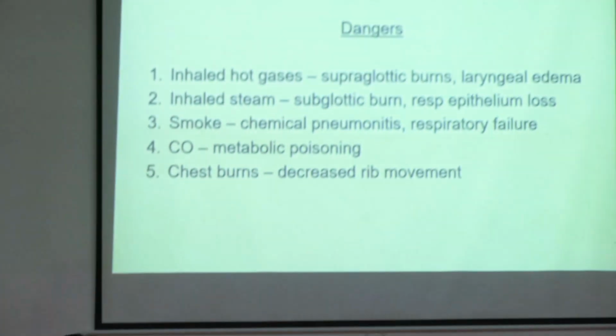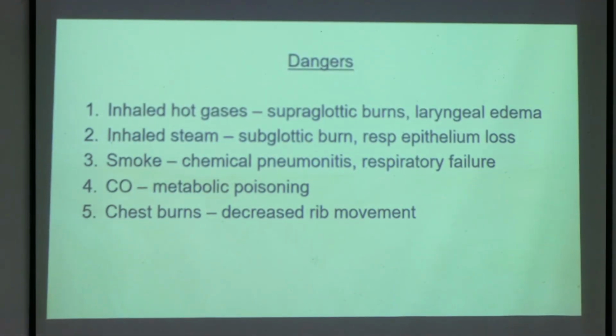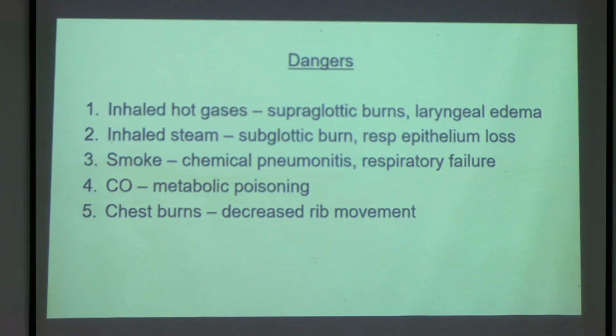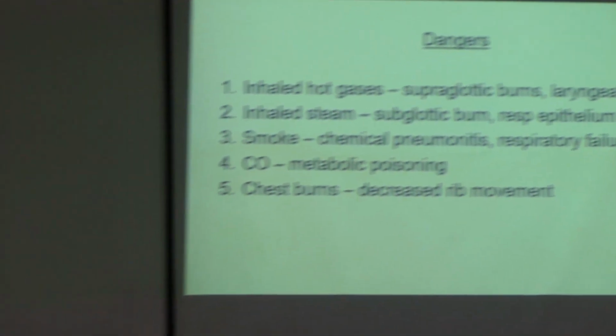Now, if the patient has inhaled smoke, the smoke contains a lot of chemicals. It will go into the parenchyma of the lung and damage it, leading to pneumonitis and later on pneumonia, eventually causing respiratory failure. Then comes carbon monoxide poisoning. Carbon monoxide binds with 200 times greater affinity to hemoglobin. So it will displace the oxygen and irreversibly bind with the hemoglobin, causing poisoning. So what is the treatment of carbon monoxide poisoning? We give vitamin B12.